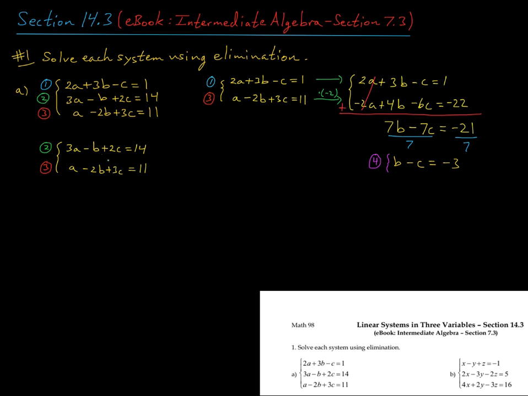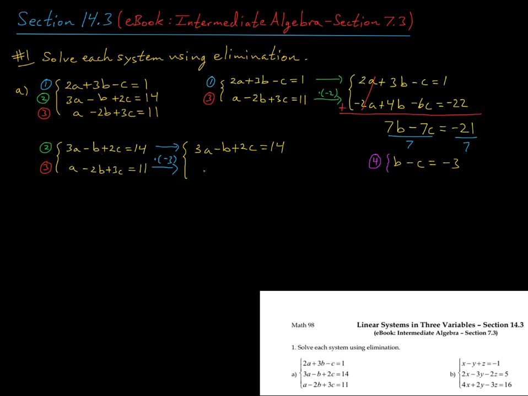So here's equation 2, here's equation 3, and so I'm going to go ahead and multiply equation 3 by -3, and we're going to leave equation 2 alone, and this will give us 3a minus b plus 2c is equal to 14.